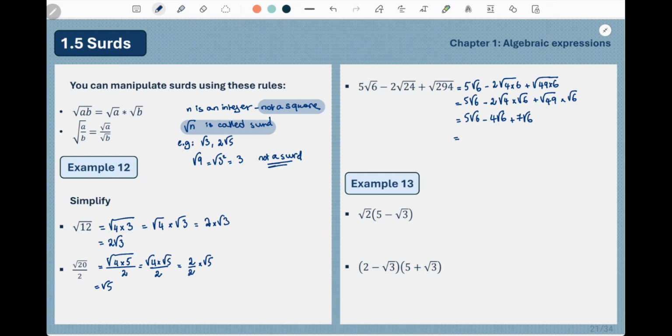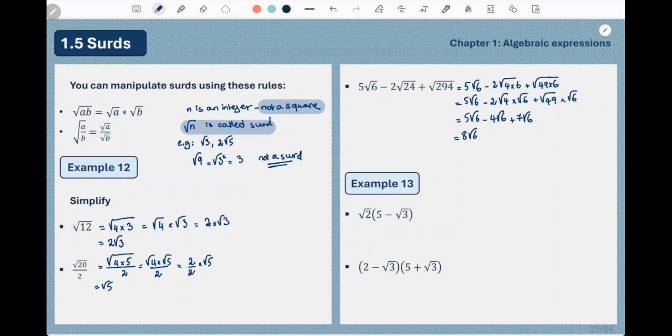Because all of them share square root of 6, they have a term in common, so you add all the numbers together. So 5 minus 4 plus 7, that's 12 minus 4, which is simply 8 to the power of 6. Not to the power of 6, 8 square root of 6.